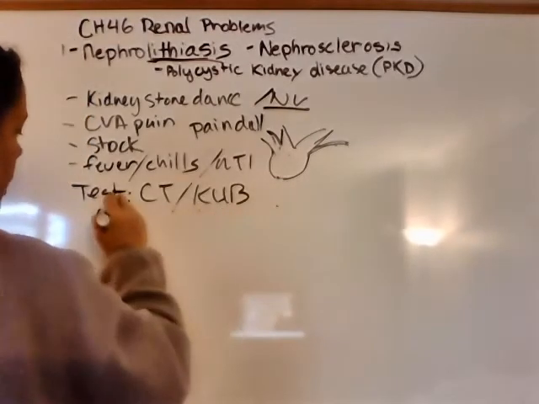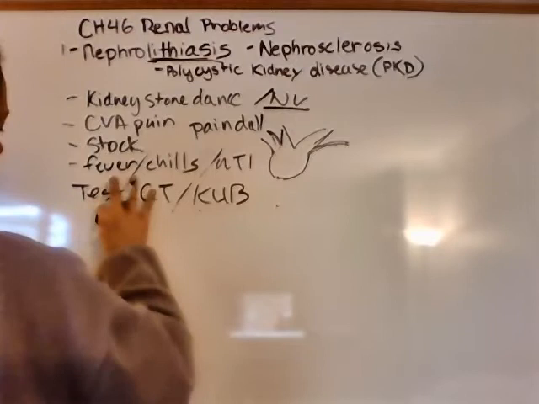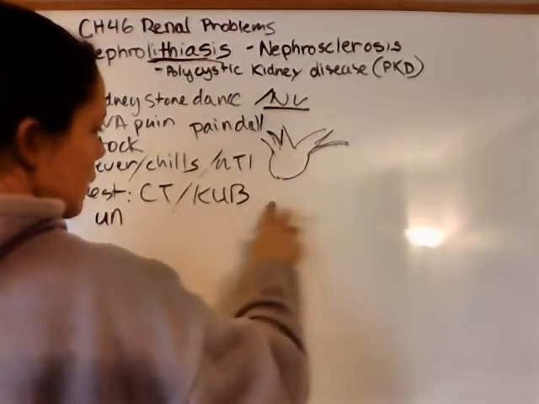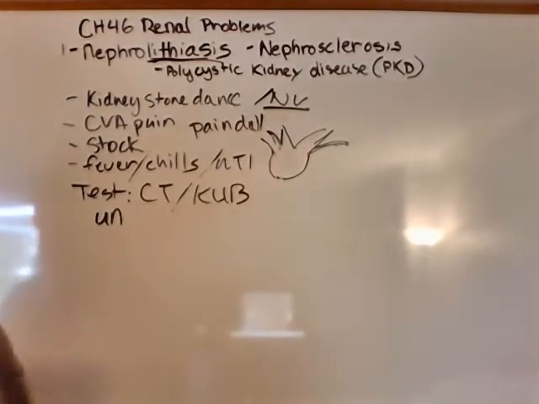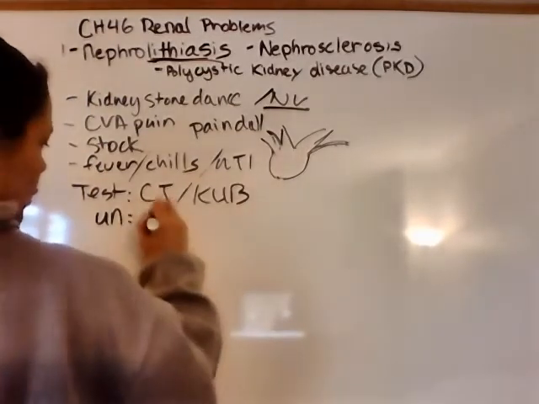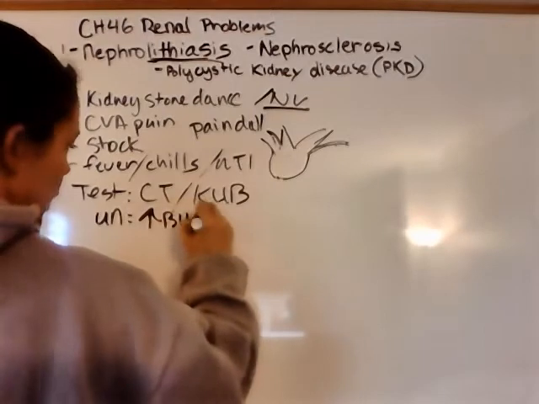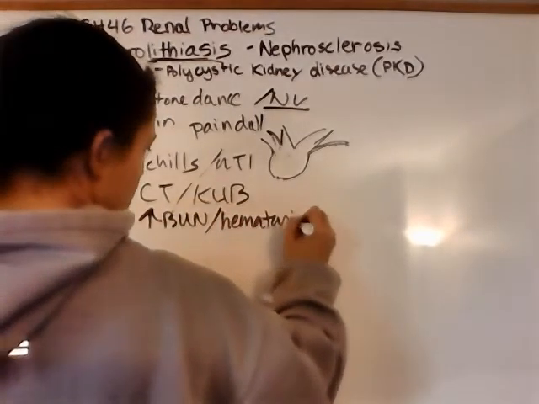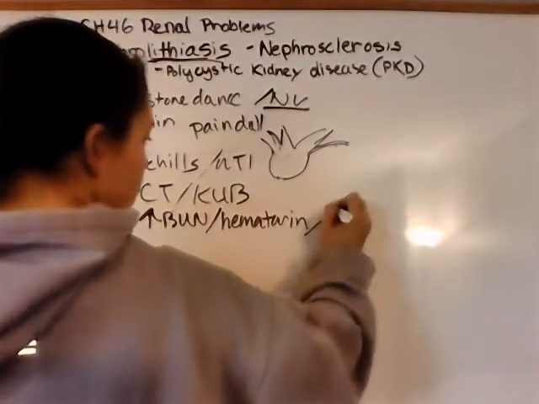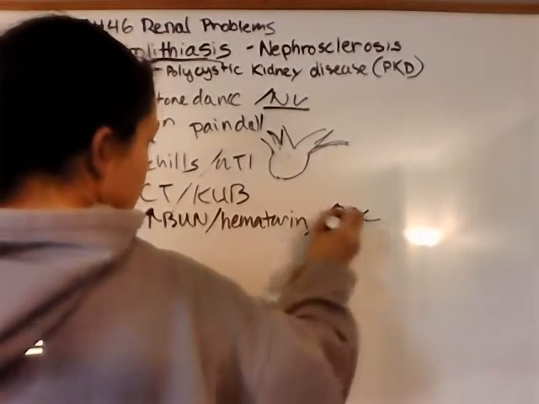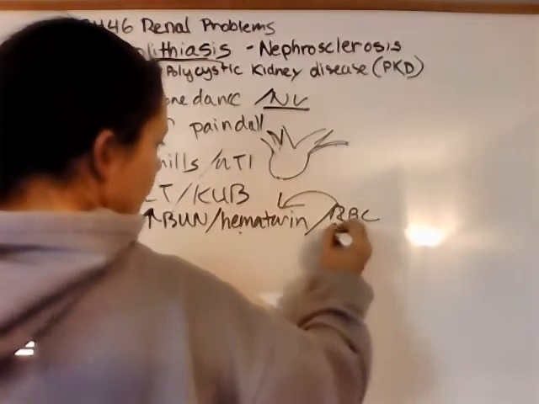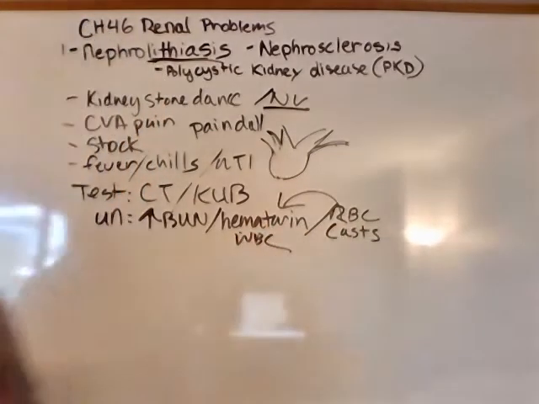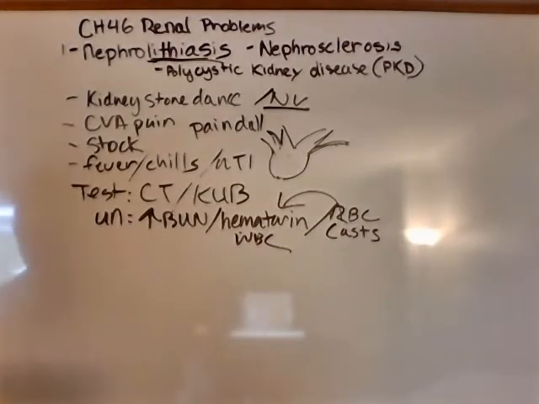Obviously, you're going to do a UA because that's going to probably, or at least hopefully, identify the main cause of the stone. And that's one of the biggest things. You're going to see high BUN in that UA, maybe hematuria, all depending on the stone. Red blood cells, hematuria, but CAS specifically, and white blood cells. So those are some of the things you might see in the UA.